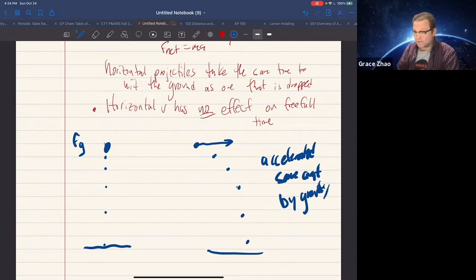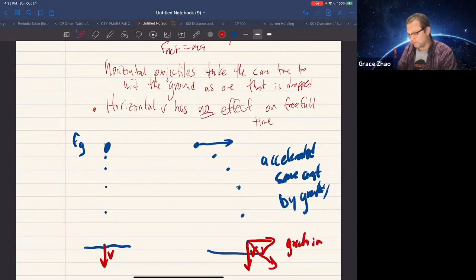Now they won't have the same velocity, because this will have that vertical velocity v, but it will also have a horizontal velocity v, giving it a larger resulting velocity. So this one will have a greater impact velocity because there is a horizontal and a vertical, whereas this first one only has a vertical velocity. All right, so that's the first thing. The horizontal has no effect on free fall time.